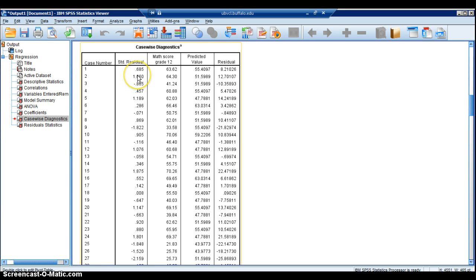We kind of ignored this in lab last week, but standardized residual basically talks about how many standard deviations a point is away from the best fit line. So for case 1, it's saying case 1 is 0.685 standard deviations away from the best fit line. That's what standardized residuals stands for. It's the same rule of thumb as with the regular residual column: the bigger your standardized residual, the farther your data point is from the best fit line.